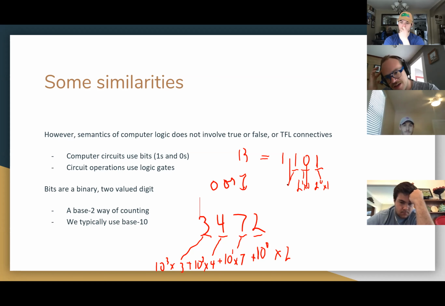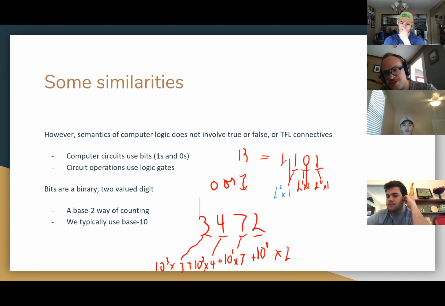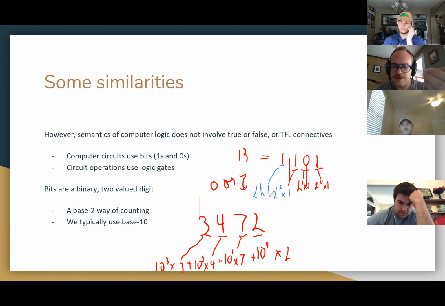Well, the third place digit is 2 to the power of 2 times 1, which is how many 4s are in the number. And the fourth place digit is 2 to the power of 3 times 1. So how do I translate that? Well, the first digit is how many ones, so there's 1 one in this number. The third place digit is the number of 4s, so there's 1 four. And then the fourth place digit is the number of 8s, and there's 1 eight. So if you add all those together, it's 13.